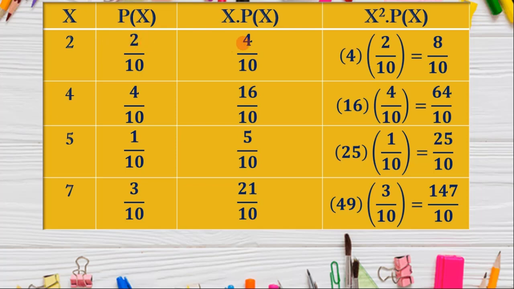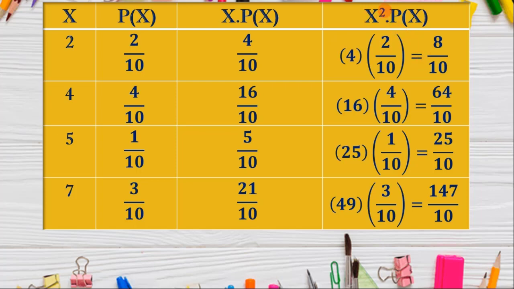So 4 times 2 over 10, that's 8 over 10. 4 times 4 over 10, that's 16 over 10. 5 times 1 over 10, that's 5 over 10. 7 times 3 over 10, that's 21 over 10. The purpose of this column is for us to get the mean. And the fourth column, the purpose is for us to get the variance.